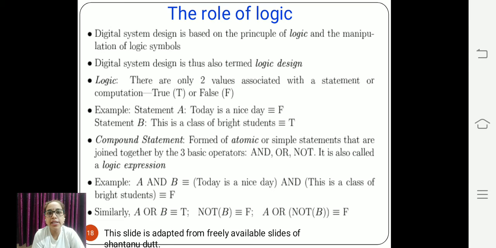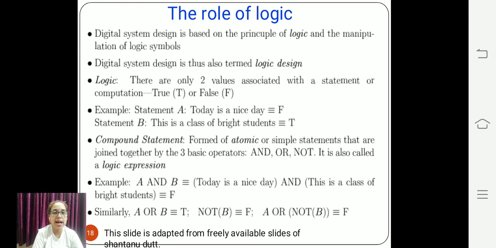Like this, here in digital system, the first line I have written: digital system design is based on the principle of logic and the manipulation of logic symbols. Second, digital system design is thus also termed logic design; the design process is called logic design. In logic, there are only two values associated with a statement or computation, that is true or false. It may be considered as high or low, on or off, 0 or 1. It depends upon you.